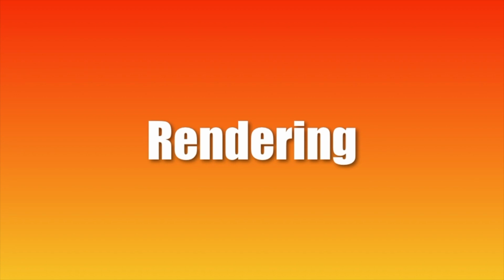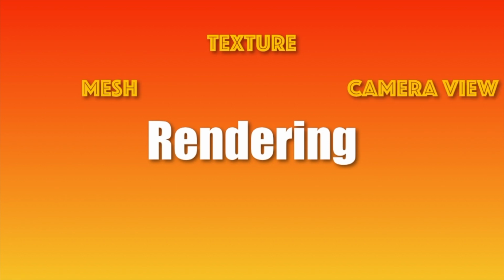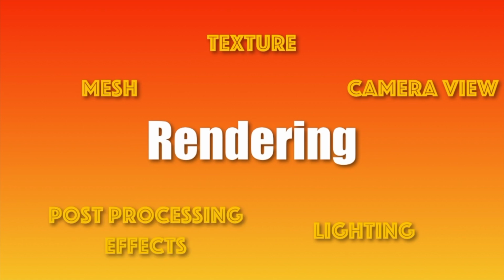Rendering. Rendering is the process of drawing a scene on the screen. Using the mesh, which is the 3D model or the geometry, textures, which are the images or the materials, the UV maps, and camera view, like the camera view perspective, the camera position in the white space, and lighting, and post-processing effects like bloom or depth of field. All of those combined are what we call rendering.